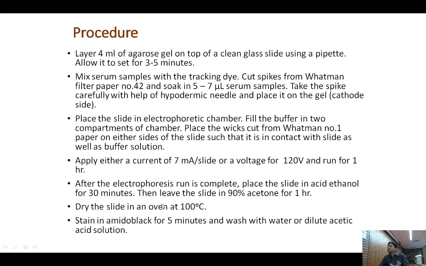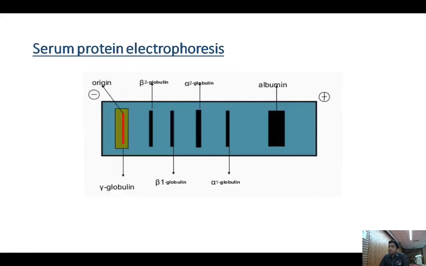Then the slide is taken out from there, and it is put in 90% acetone for dehydration. So it removes everything other than the proteins, if you are using blood or serum. Whatever proteins are present in blood or serum, apart from that everything will be dehydrated and removed from there. And then the slide is dried in an oven at 100 degrees, and once the slide is dry you stain with the amido black, and then it is washed with water or dilute acetic acid. So whatever protein is left, that will be shown only.